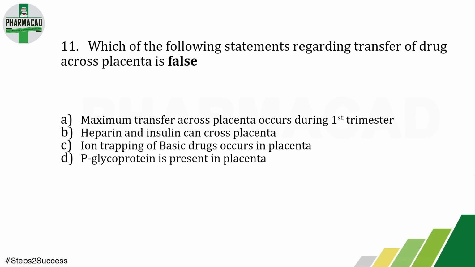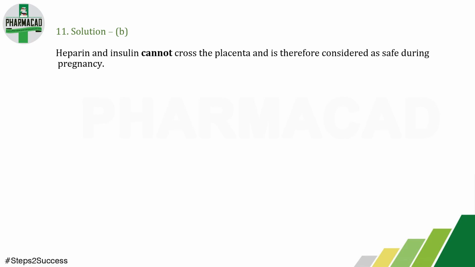Next question: which of the following statements regarding the transfer of drug across placenta is false? The options include: maximum transfer across placenta occurs during the first trimester; heparin and insulin can cross placenta; ion trapping of basic drugs occurs in placenta; or P glycoprotein is present in placenta. Which one of these four statements is false? Remember, the correct answer here is option B, that is, heparin and insulin cannot cross the placenta and are therefore considered safe during pregnancy.